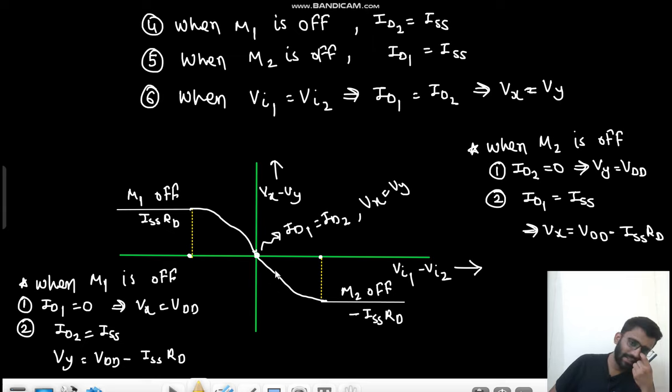If the tail current is doubled, this point will go here, because it will be minus 2 ISS RD, and this point will go here, 2 ISS RD. The thing is, this point will also shift. Why so?